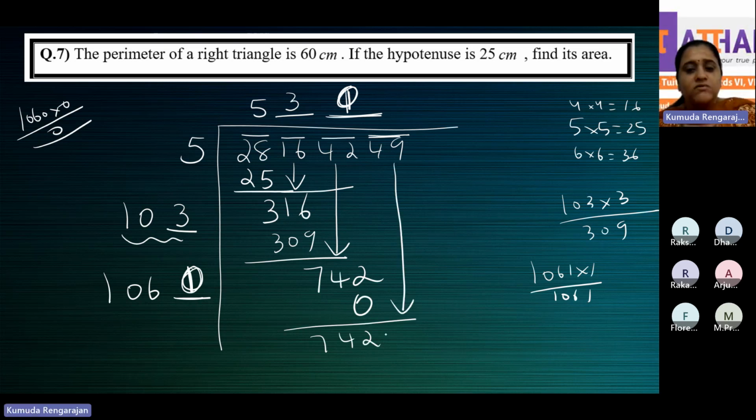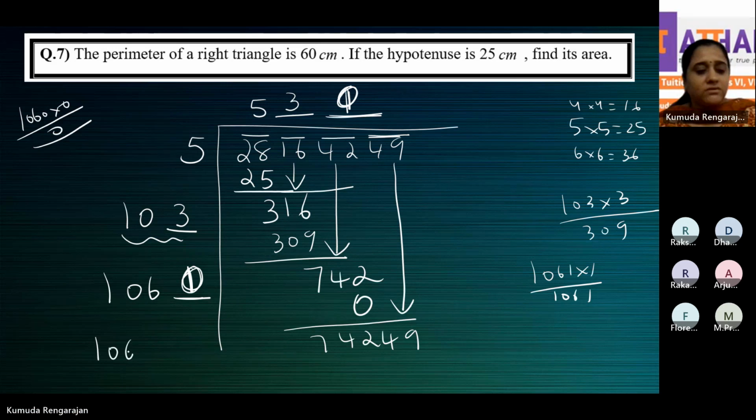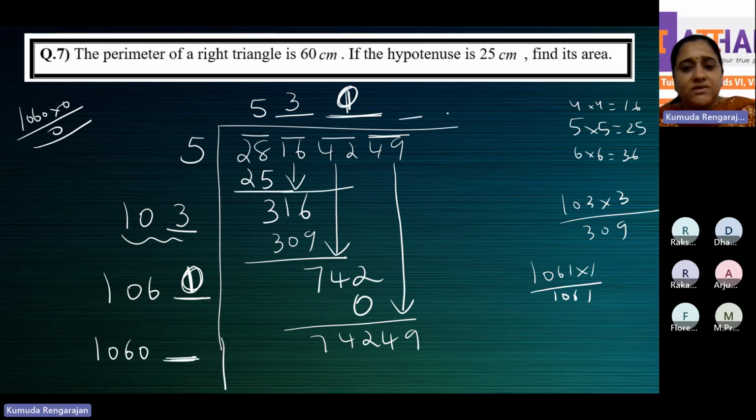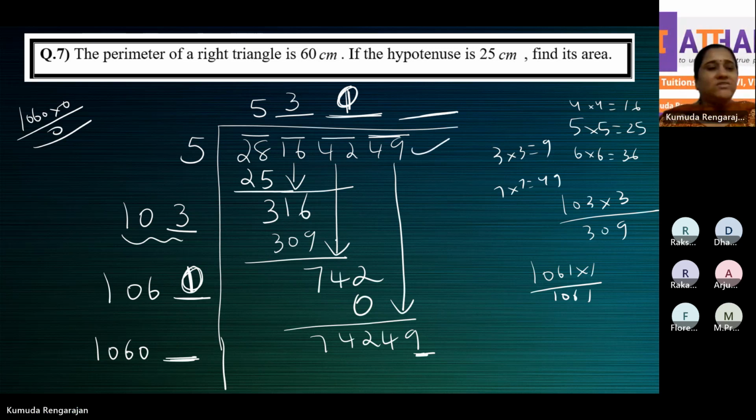Bring the next pair down, 49. Double the quotient, 1060. Whatever you place here, you must place the same thing here. And it's the last stage of division. The number ends with 9, so it can be 3 threes are 9 or 7 sevens are 49, assuming that this is a perfect square. Otherwise, it will not work. If it's not a perfect square, you cannot get 0 remainder, you will get some remainder. Now this one is a perfect square.